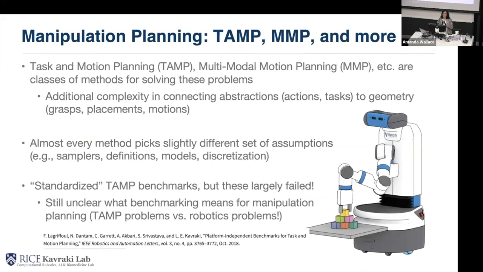We call it task and motion planning. Some of us call it task and motion planning. Some call it multimodal planning. And there are methods that solve these bigger, more realistic problems that we want to get at. There is additional complexity in connecting abstractions, the actions and the tasks, to the geometry, grasp placements and motions. And I didn't hear anything about these topics during this workshop.